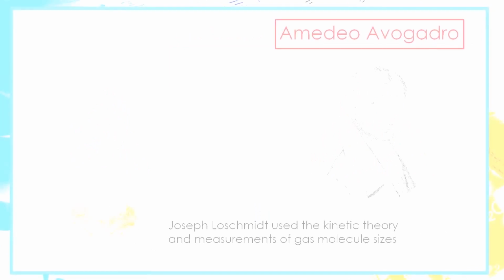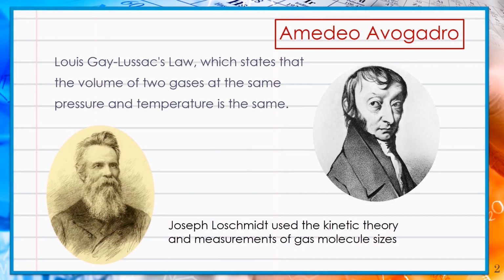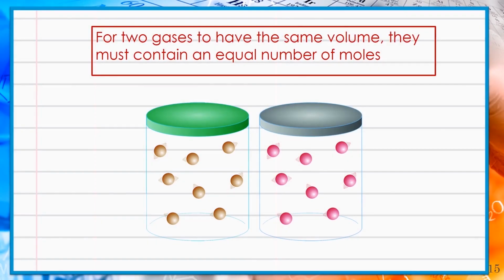So we said that 1 mole of any substance, whether it is a compound or an element, contains the same number of particles. So how many particles are there in 1 mole? Avogadro, around 1811, sought to explain Gay-Lussac's law, which states that the volume of two gases at the same pressure and temperature is the same. Avogadro proposed that for two gases to have the same volume, they must contain an equal number of moles.